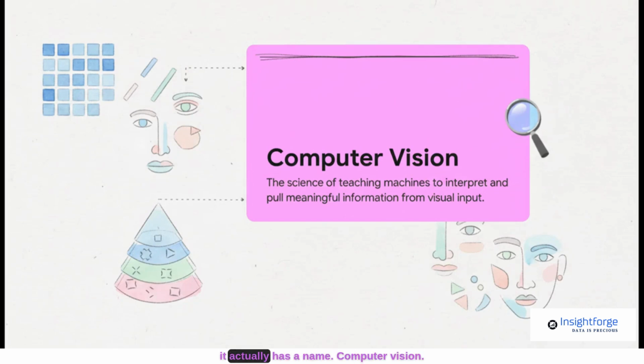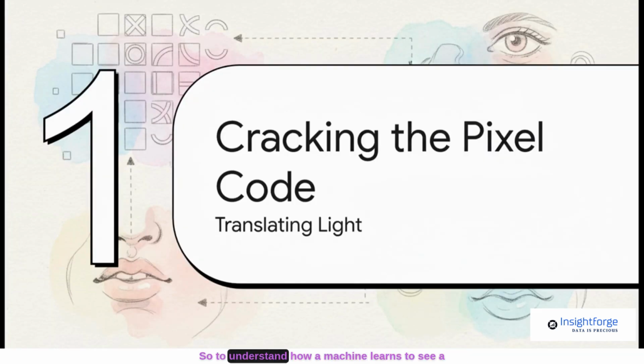That bridge, it actually has a name: computer vision. It's the whole science dedicated to moving beyond just capturing an image, to actually interpreting it. It's all about turning that sea of numbers into something meaningful, something the machine can actually understand and act on. So to understand how a machine learns to see a face, we have to start at the very beginning. We have to understand the language it speaks, and that language is written in pixels.